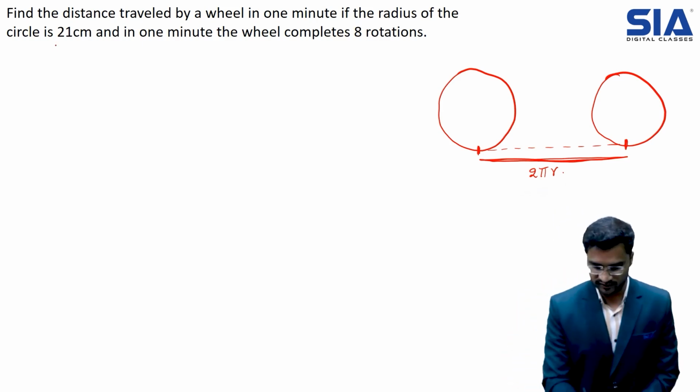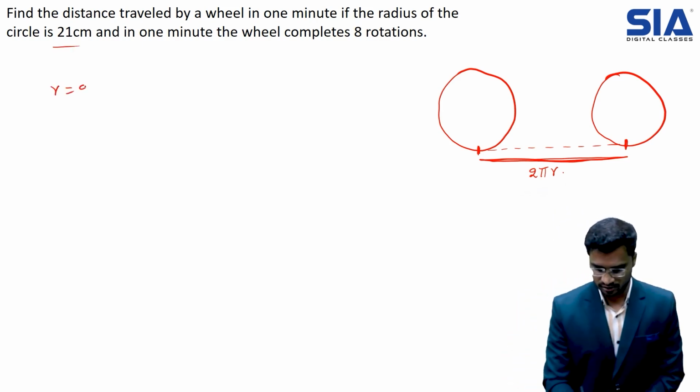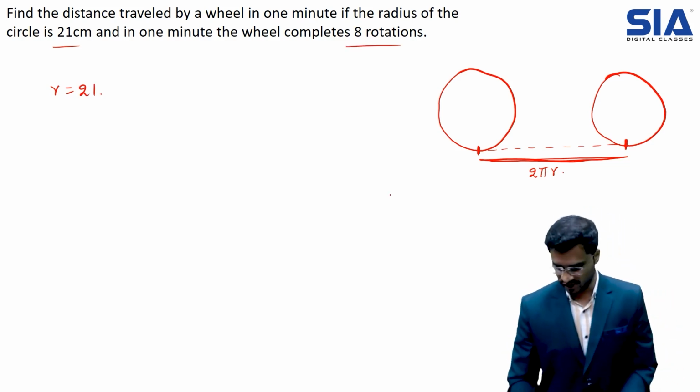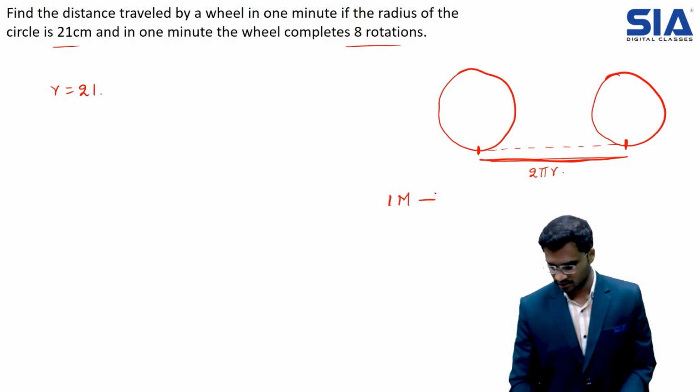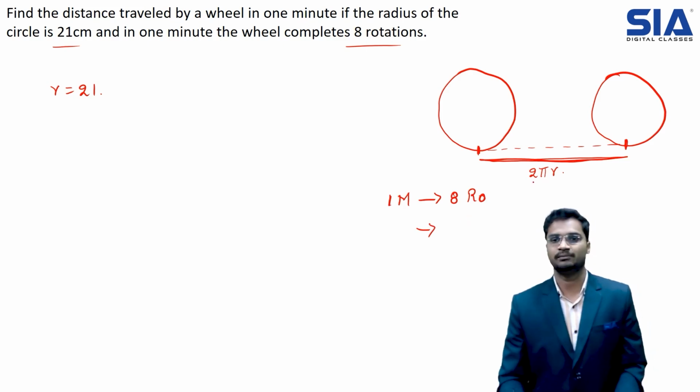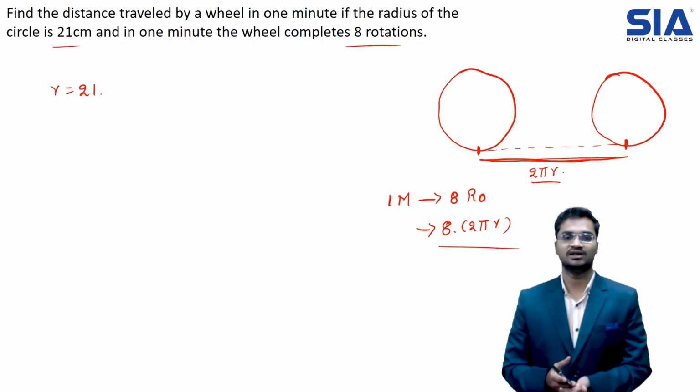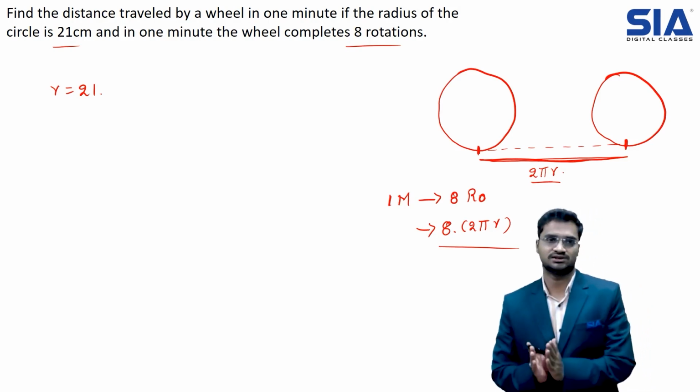So here the radius of the circle is given. The radius is 21, and in 1 minute the circle rotates 8 times. So in 1 minute there are how many rotations? 8 rotations, and we know that one rotation is nothing but 2 pi r. So after solving this, I can say that it has traveled this distance.